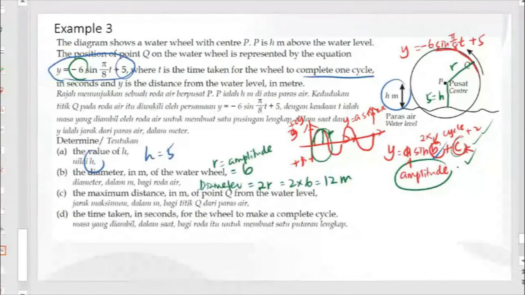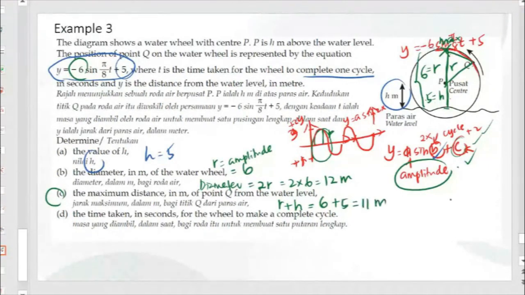Okay, understand? So now we go to C. What is the maximum distance of point Q from the water level? So the maximum comes to this point, right? This will be the maximum. This point is already the top, right? So top is the radius. Radius is equal to 6, and this is h, the top from the water level. So maximum is radius plus h. So it's 6 plus 5. Yes, 11 meters. That's it.